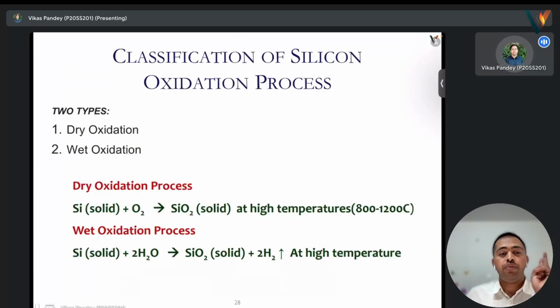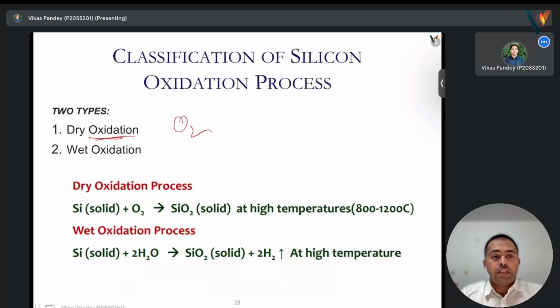There are two different ways of oxidizing silicon: dry oxidation and wet oxidation. Oxidation means certainly there will be oxygen, but what the source of oxygen is will determine what type of oxidation it is. If gaseous oxygen is given, then it is considered dry oxidation. This whole process occurs at a very high temperature, mostly 800 to 1200 degrees Celsius. In general, our furnace we are using at 1100 degrees Celsius. So you can understand these reactions occur at very high temperature.